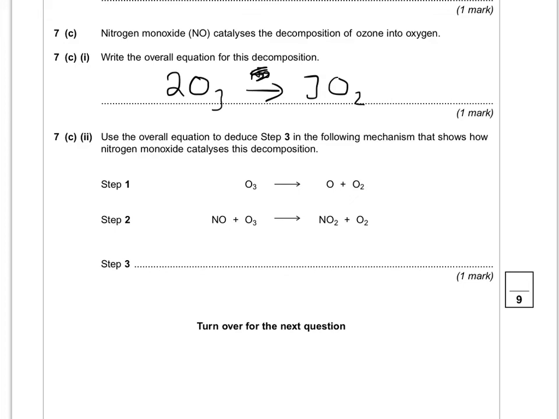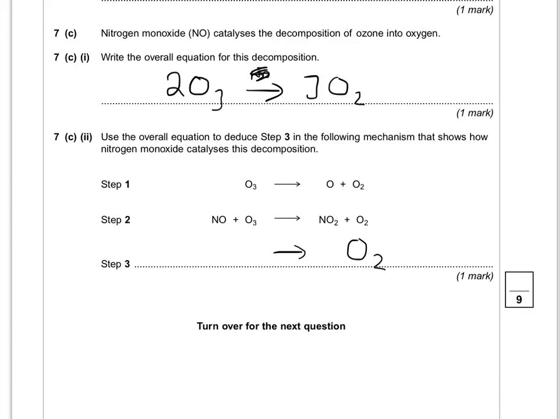And then you've got to use the overall equation to do step 3 in the following mechanism that shows how nitrogen monoxide catalyses the decomposition. This is quite a tricky question actually, and what you've just got to make sure you do is make sure that the 3 steps add up to make 2O3 goes to make 3O2. Now in these 2 steps you've already got the 2O3 and you've got the 3, you've only got 2O2, so you're going to have 1 O2 on the right hand side of the arrow.